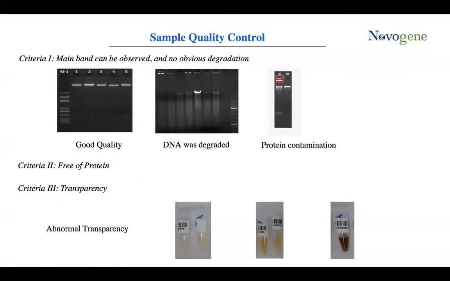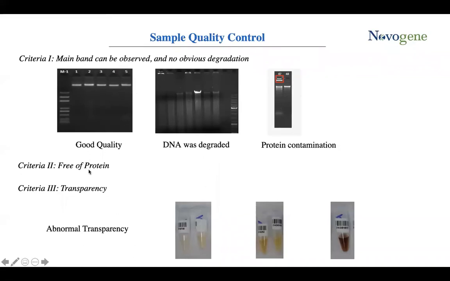And after DNA extraction, we will move to sample quality control. So for sample QC, we have mainly three criteria. The first one, we could look at the picture to the left here, in which the main band is tight and can be clearly observed, and there is no obvious degradation.